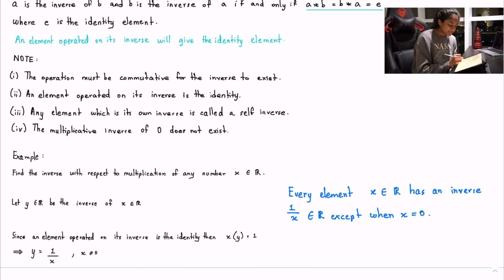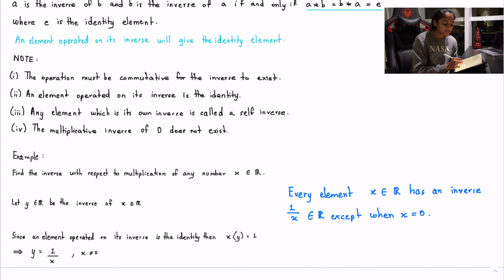We say that since an element operated on its inverse is the identity, then x times y, where y is the inverse, is equal to 1. And remember, we're saying it's equal to 1 because it is the identity. Why 1? Because we know that the identity element for multiplication is 1. Now all we have to do is transpose for y, make y the subject, and we will have our answer. This will be the inverse.